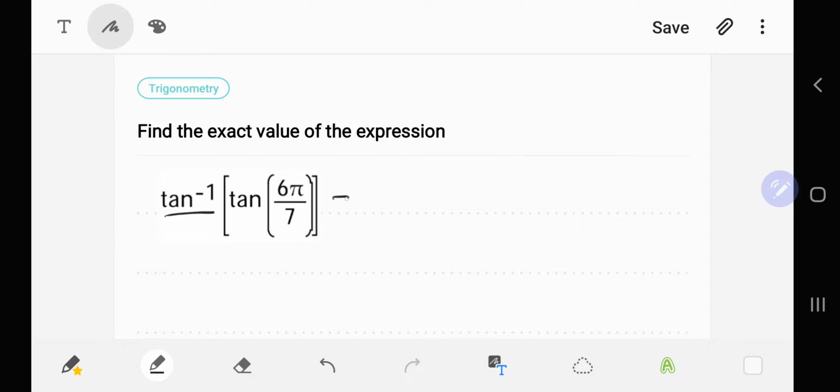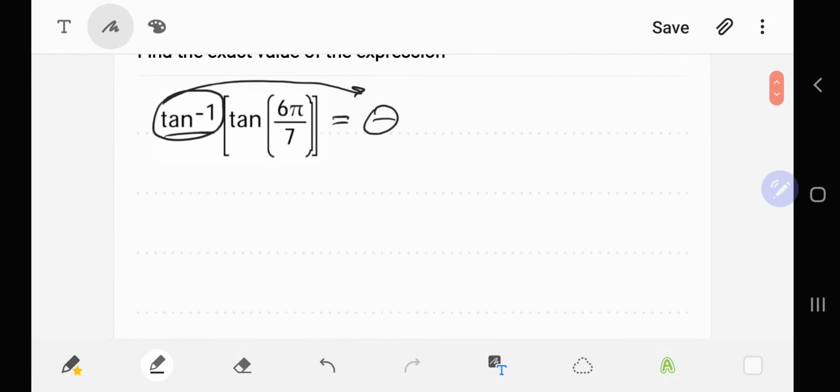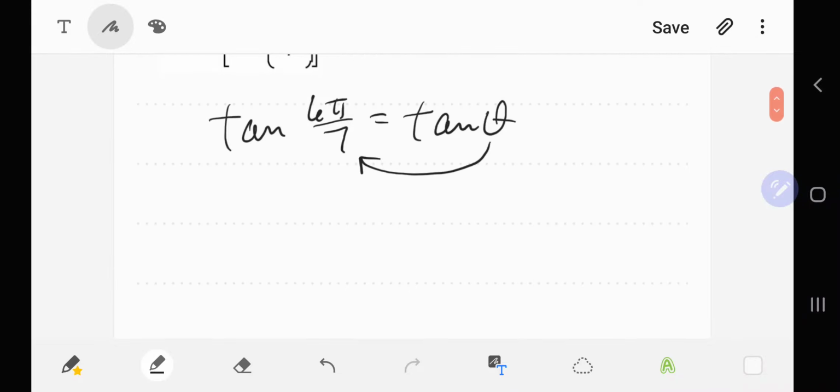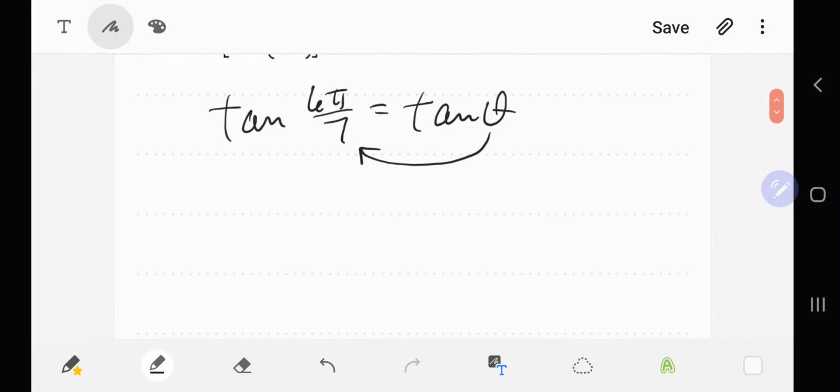Recall that an inverse trig function is equal to some angle theta, and then I can bring the inverse tangent to the other side, and what that will give me is tangent of 6 pi over 7 is equal to tangent of theta. And that means that theta would have to be 6 pi over 7 if that angle is within bounds.